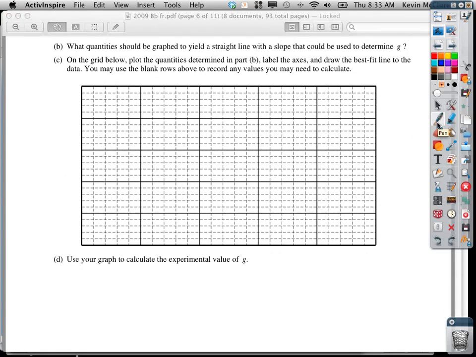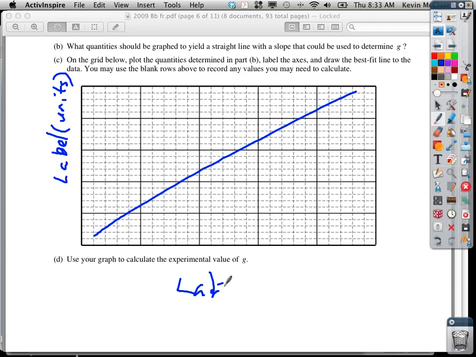Now, when you graph, make sure that you do some things. Make sure your graph takes up as much of the document, as much of the space as you can. You don't always have to start from 0, 0, unless you want to. Make sure that you label with units on both axes.